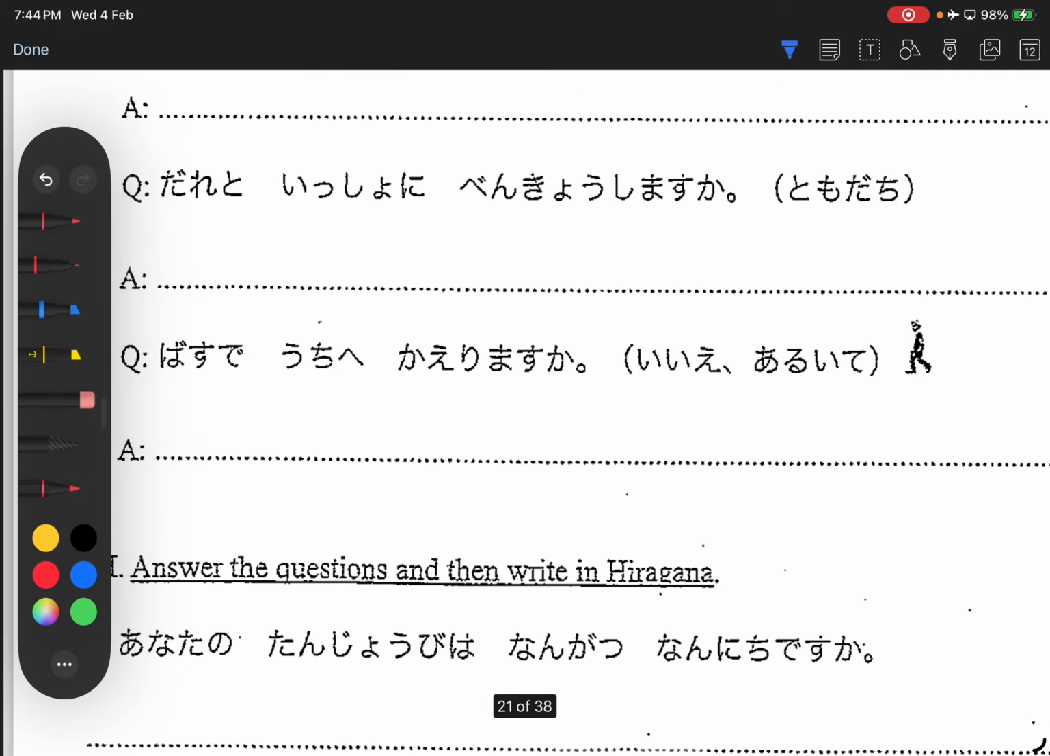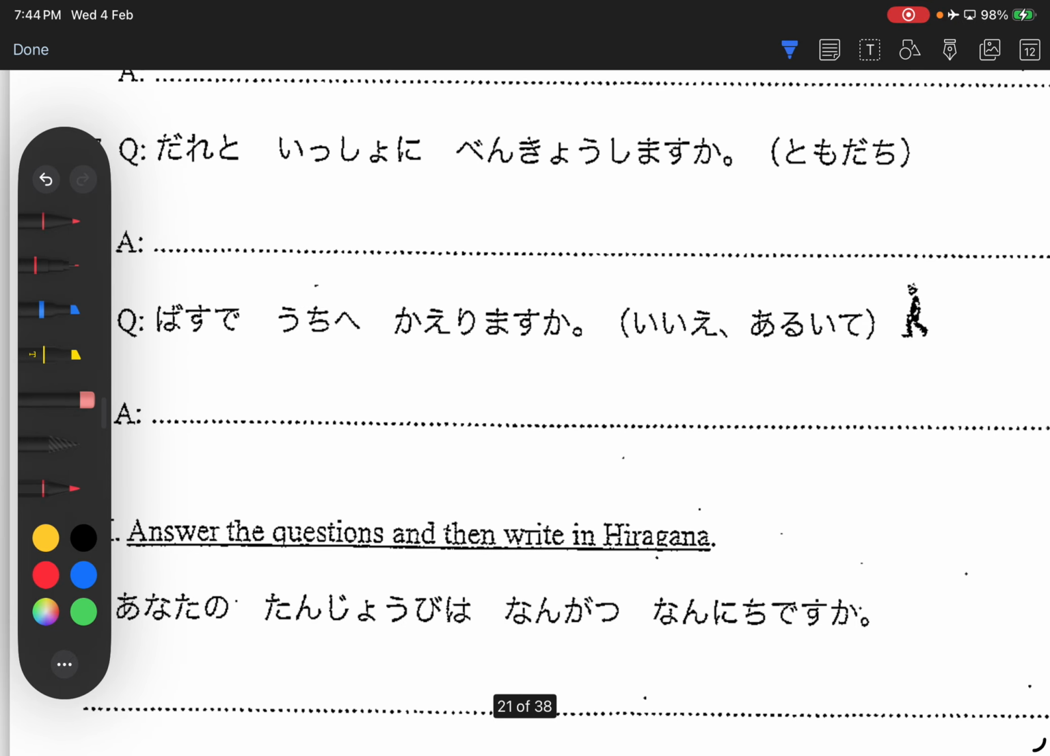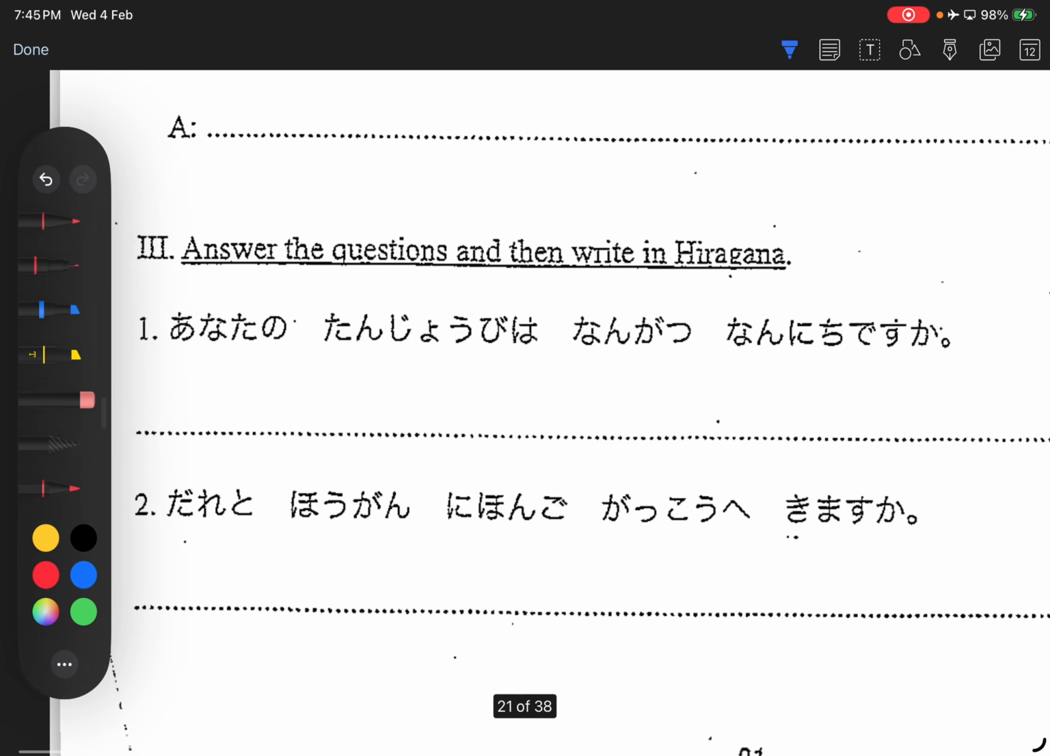Number 8. バスで家へ帰りますか？ 歩いて家へ帰ります。 Thank you. 歩いて家へ帰ります。 歩いて帰ります is fine also. Okay, answer the question and write in hiragana.